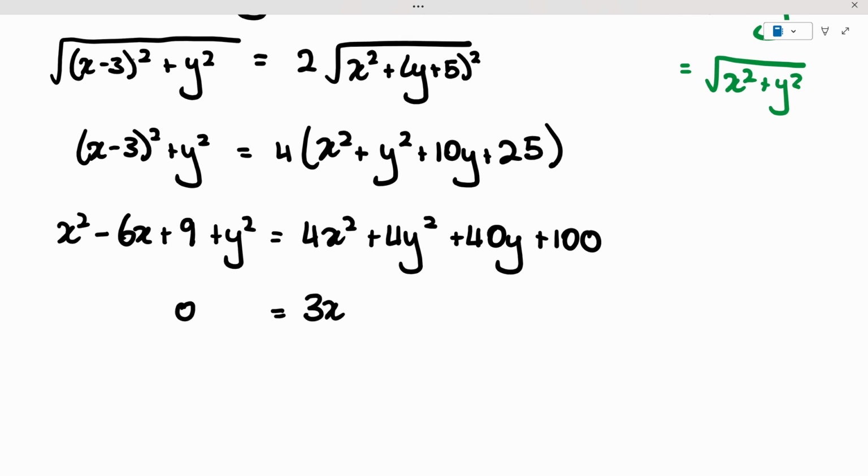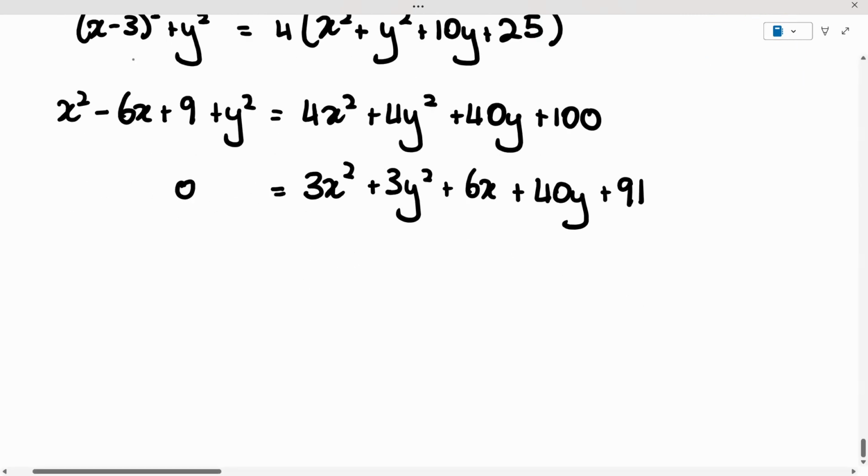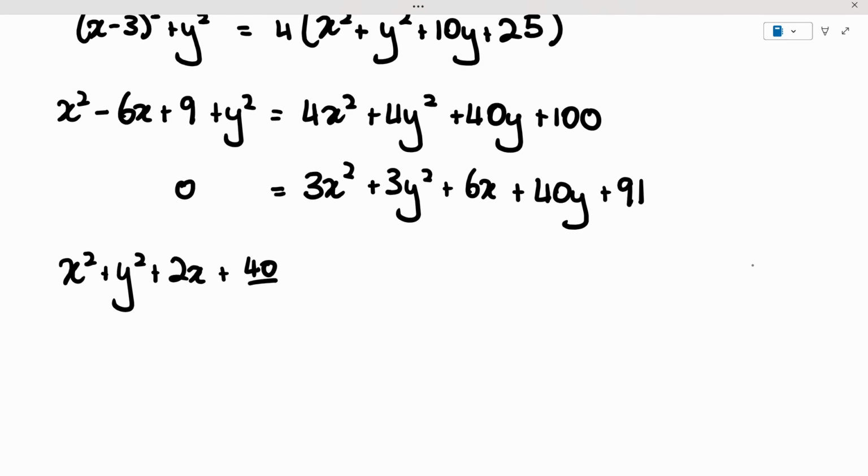We get 3x squared. I brought it on this side so it'll stay positive. Plus 3y squared plus 6x plus 40y plus 91 is equal to 0. Alright, so if I divide throughout by 3, I get x squared plus y squared plus 2x plus 40 over 3y plus 91 over 3 is equal to 0.